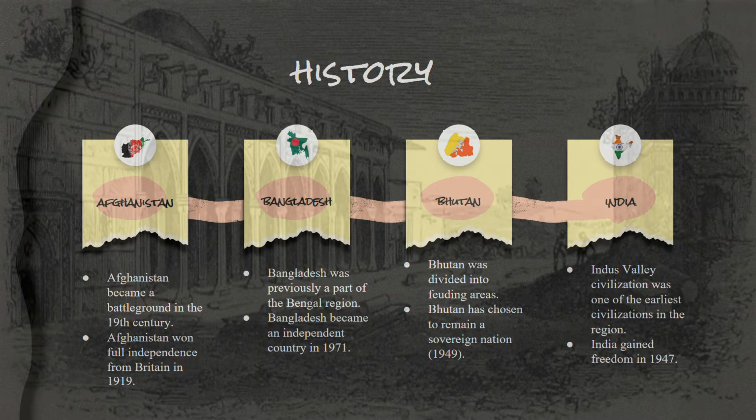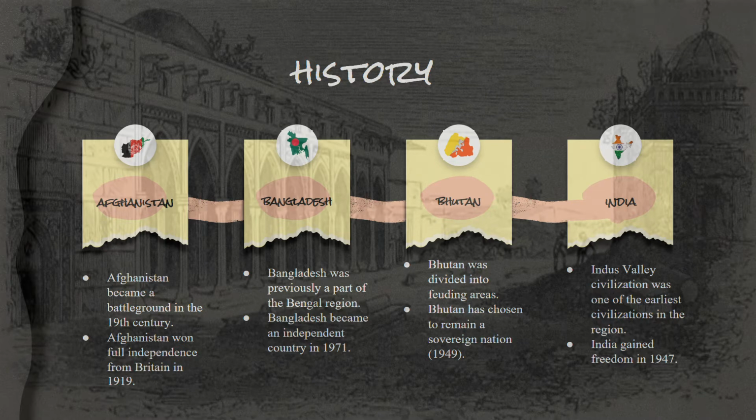Bhutan was divided into feudal areas. King Agyorachuk unified the regions in 1907. Bhutan's affairs were occasionally under British administration, but it was never colonized. Several countries were later given the choice of remaining independent or joining the Indian Union. Bhutan chose to remain a sovereign nation in 1949.